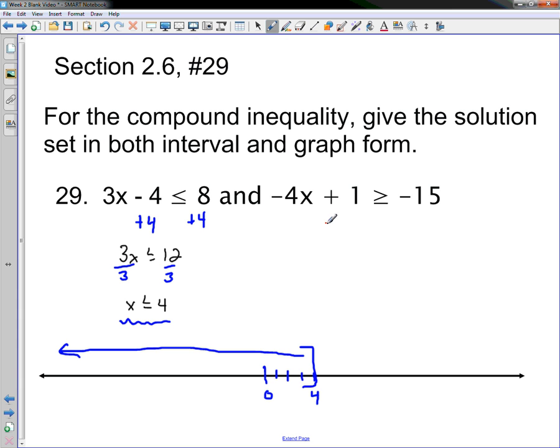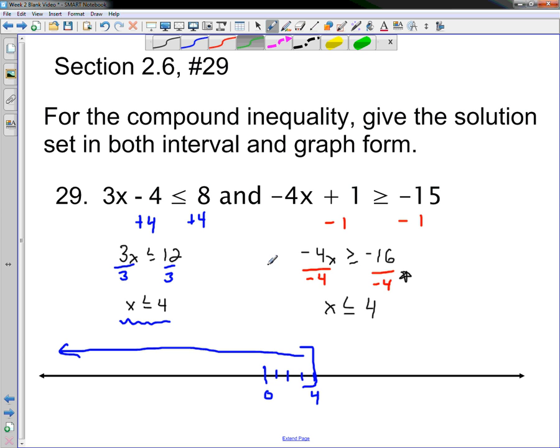In my next one, subtract 1. And we have negative 4x is greater or equal to negative 16. Divide by negative 4. And we have x. Now remember, we divided by a negative, so we need to flip the inequality. Okay, so notice that I have x is less than or equal to 4. Well, that looks familiar. Just happens to be the same solution. You're not going to always get the same solution.